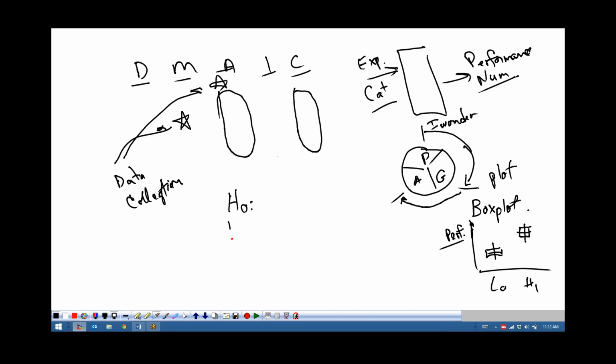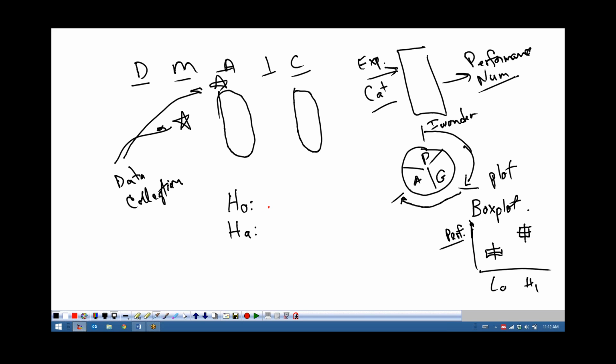If I wanted to test average performance, what would that be? What would be my hypothesis? What would be my null versus my alternative? Let's see if we can have somebody say. Michael, or Mike, you want to take a stab at that? What would be my null hypothesis if I want to test the average performance? I wonder if the averages are different.